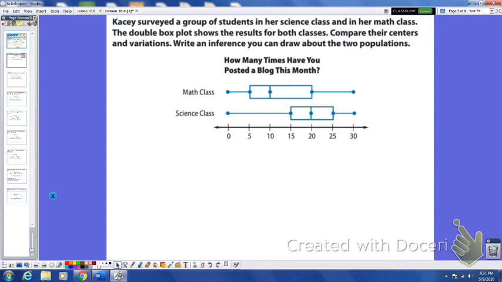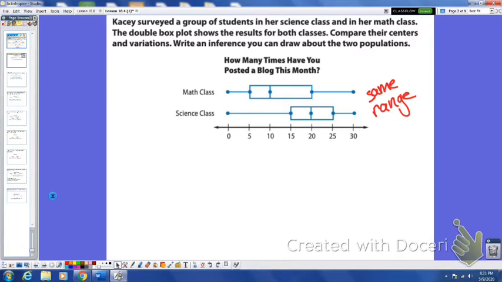So if we take a look here, one thing we notice, their ranges are the same. So I'm going to make that little note over here. So they have the same range. They both range from 0 to 30. So remember, we find our range by doing our maximum minus our minimum, so they'd have a range of 30.